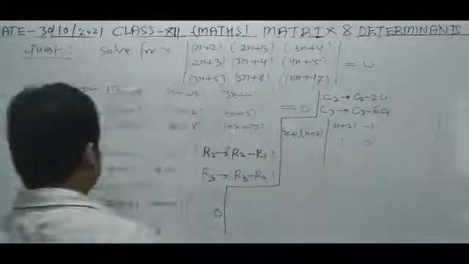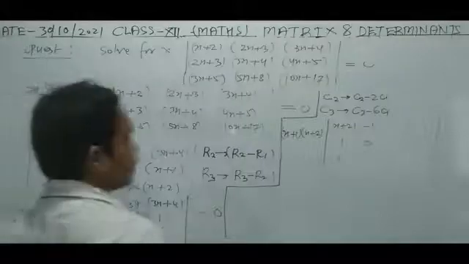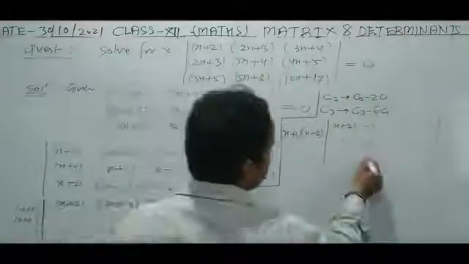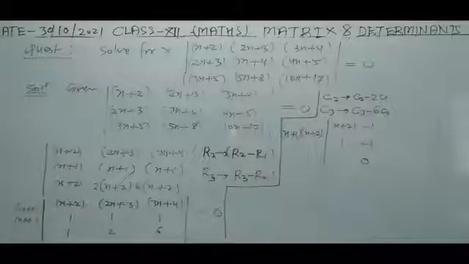C2 minus 2 times C1 result will be minus 1. And now C2 minus 2 times C1 result will be 0. See, any doubt can be cleared.